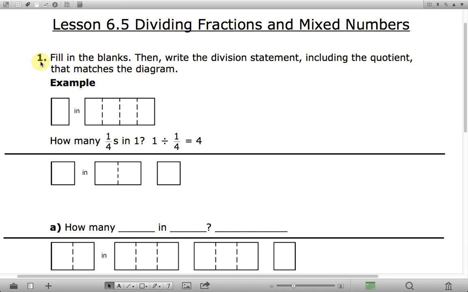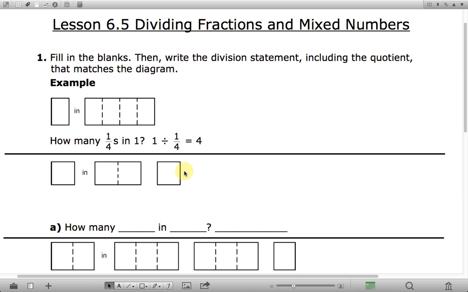So first part here we're going to fill in some blanks and then we're going to write the division statement including the quotient that matches the diagram. The first one is actually already done for us, and one thing that you may want to do on your page right now is just to separate examples a little bit, draw a line right here and another line right here. Just make it a little bit more clear where one example ends and the next one begins.